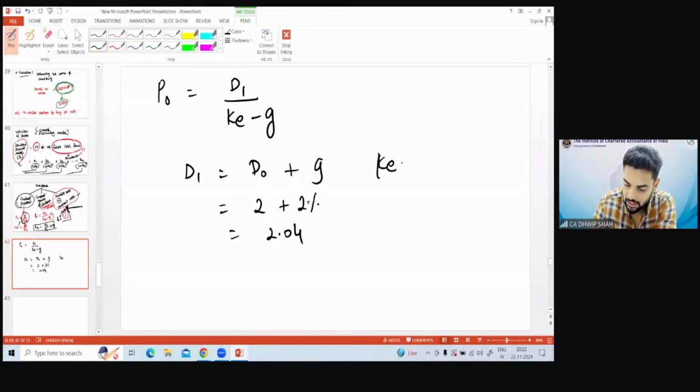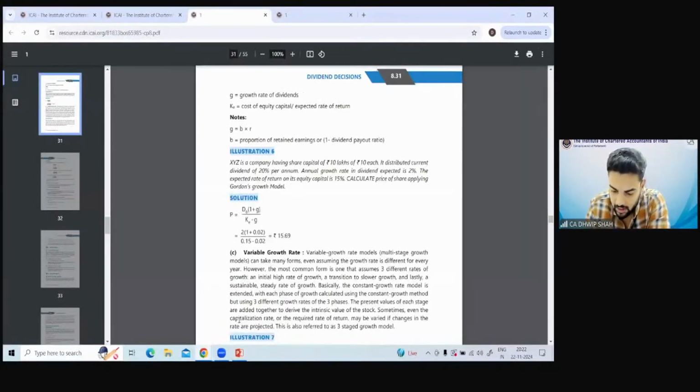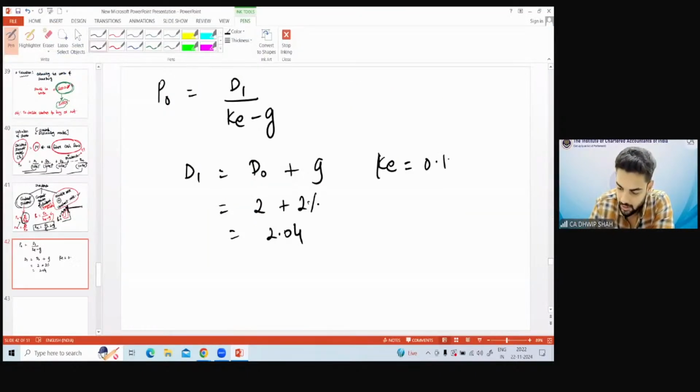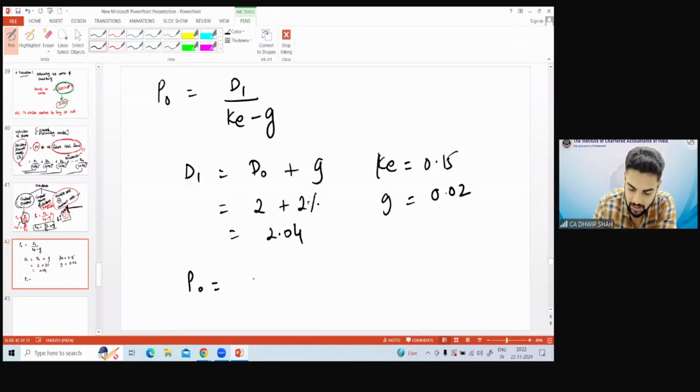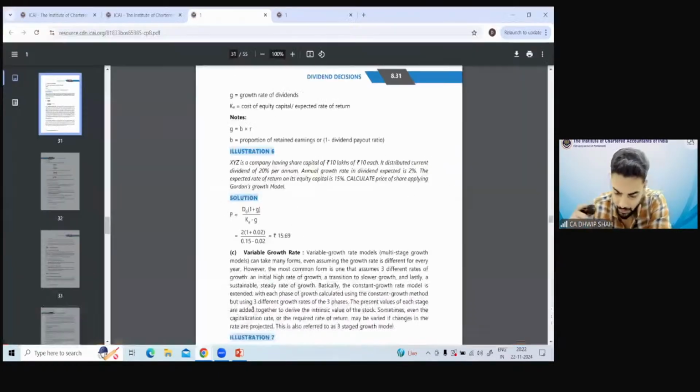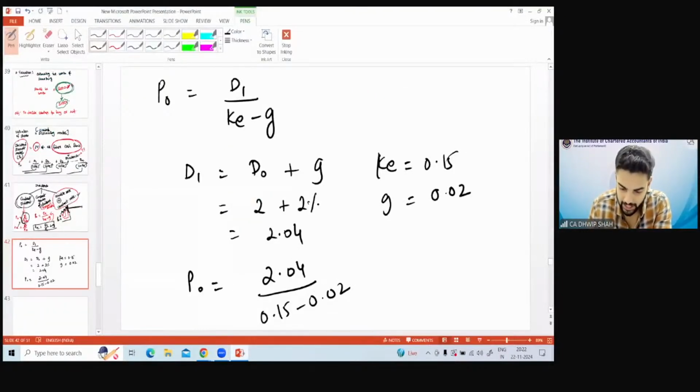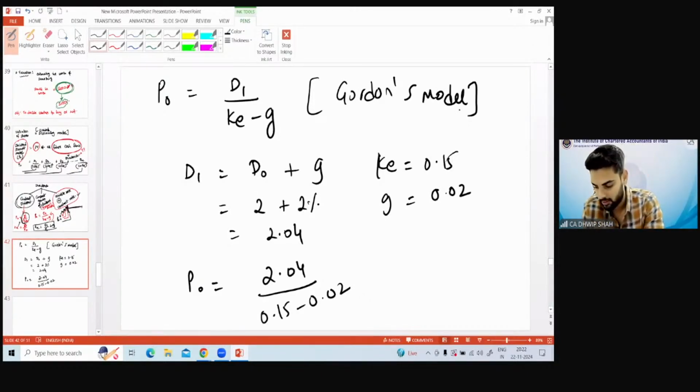KE is given in the question. Rate of return on equity capital, it is 15%. And G is 0.02. So can I say my P0 is nothing but 2.04 divided by 0.15 minus 0.02. How much is it coming? 15.7. Yes. So this is price of the share today using Gordon's model.